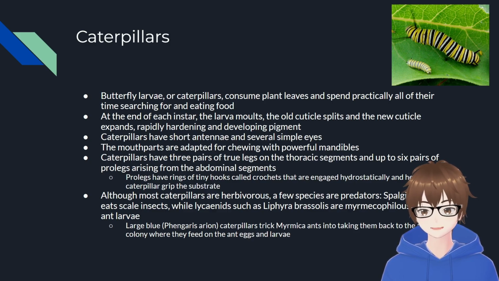Although most caterpillars are herbivorous, or eat plants, a few species are predators and eat scale insects, while some eat ant larvae. The large blue species of caterpillar actually tricks a red ant species into taking them back to the ant colony, where they then will feed on the ant eggs and larvae.